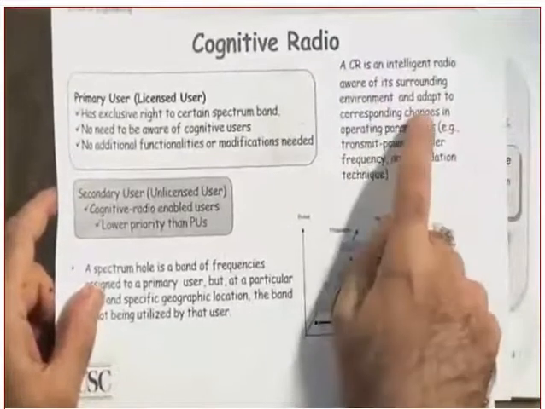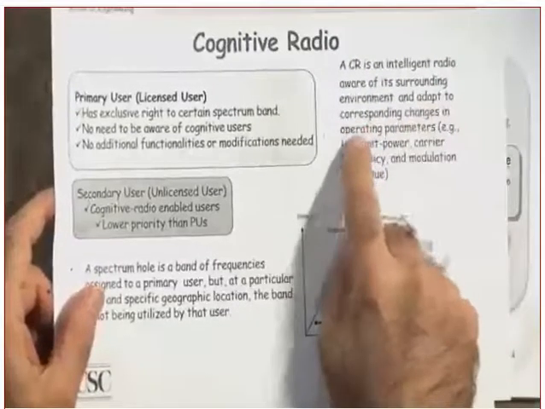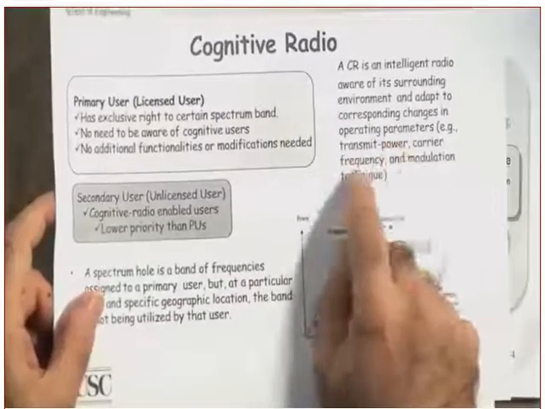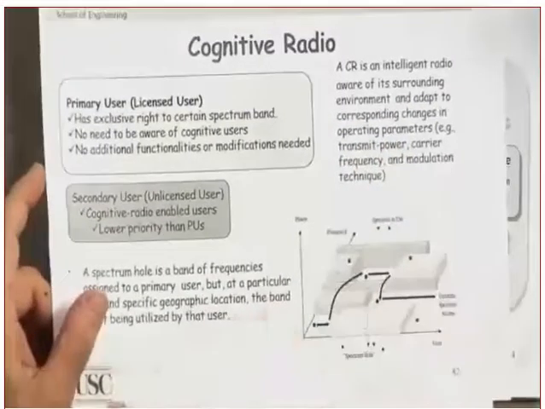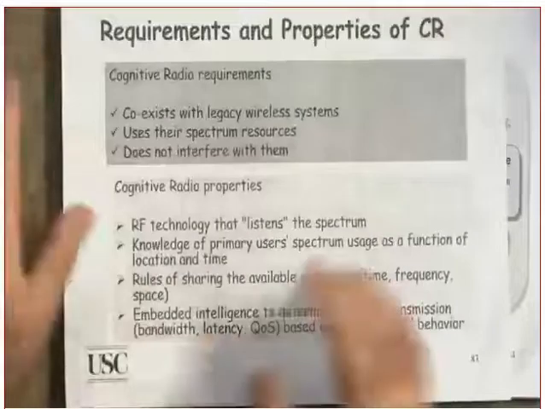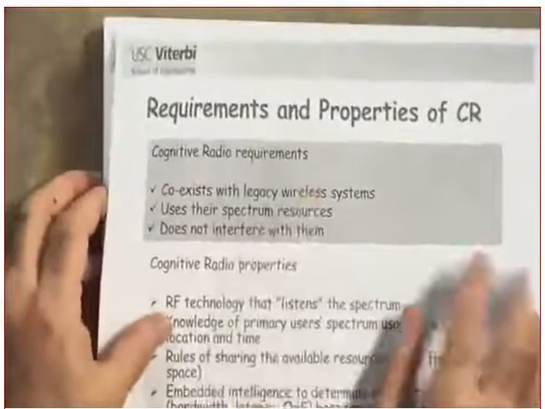It can adapt. By the way, it can adapt to corresponding changes in what? In the operating frequencies, in the transmit power, in the carrier frequencies, the modulation techniques, and so on and so forth. It can what? Adapt from one to the other. Clear? Okay. Requirements and the properties of the CR.